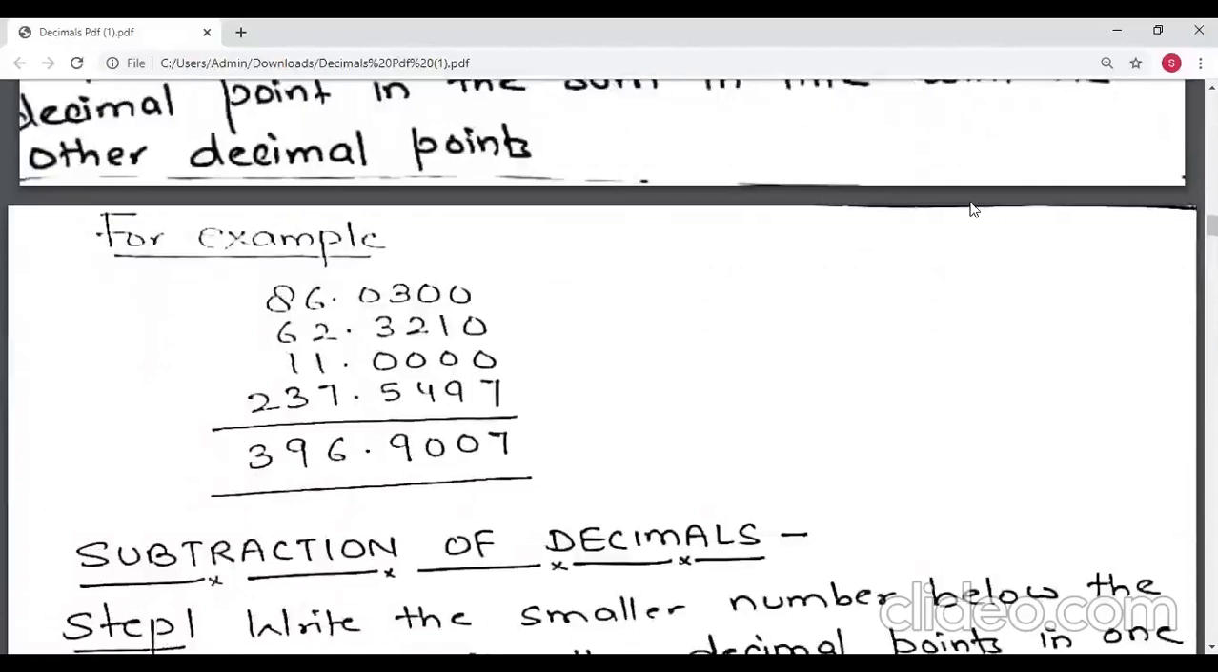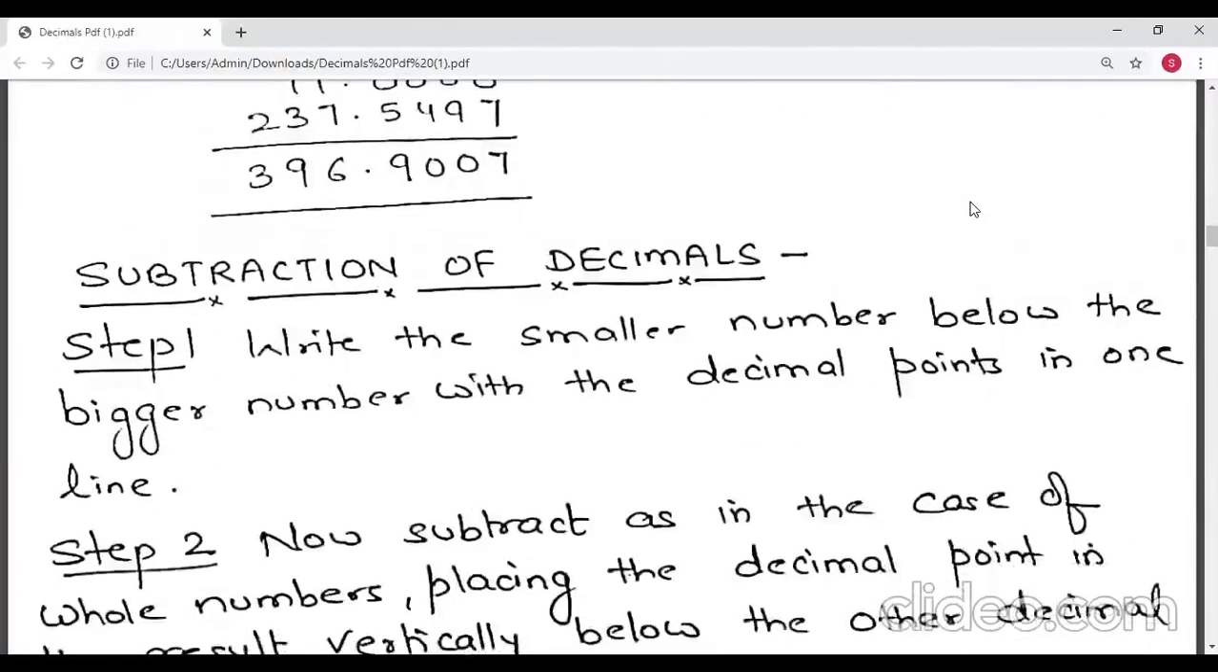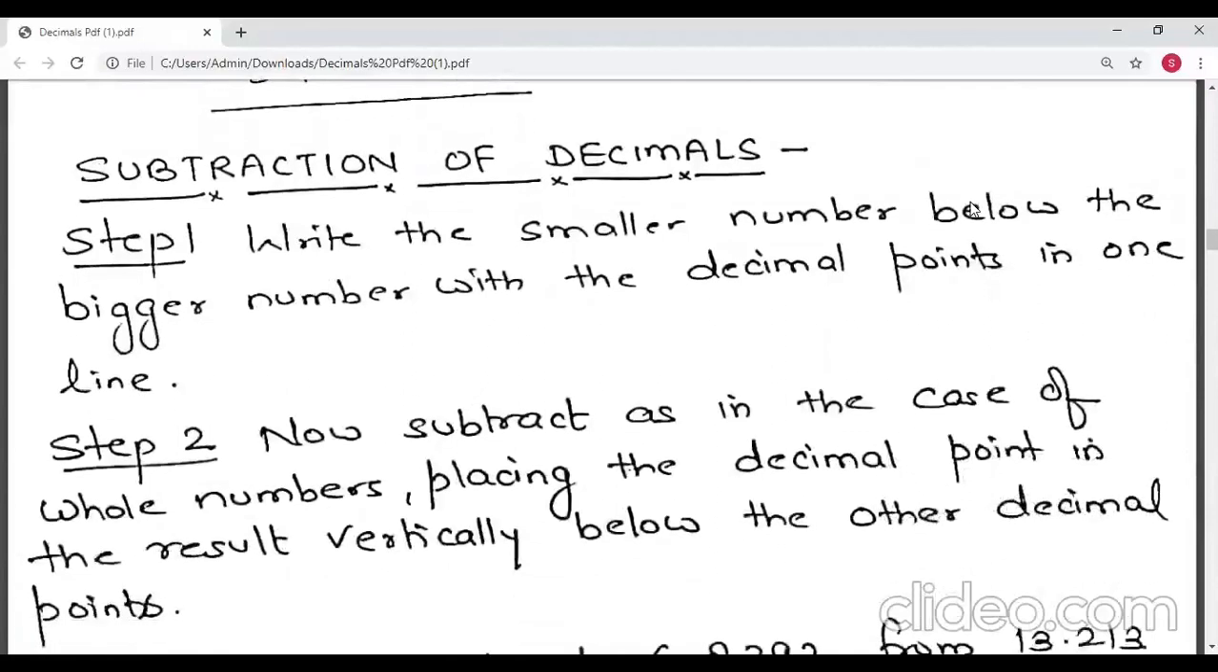86.0300, 62.3210, 11.0000 and 237.5497. When we add all these numbers, we'll get the answer as 396.9007. The next topic is subtraction of decimals.